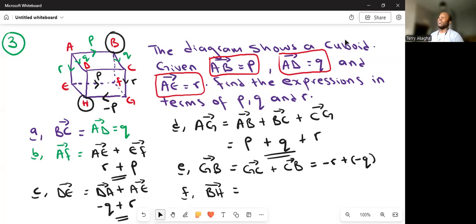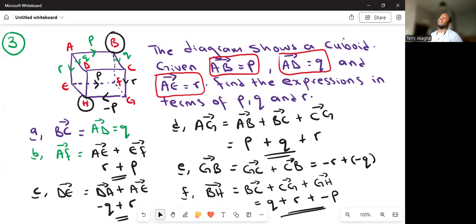Are you seeing it? So it's going to become B to C plus C to G plus G to H. And that will give you B to C is going to become Q plus CG is going to be R plus GH is going to be what? Minus what? P. And that will be the answer for that.